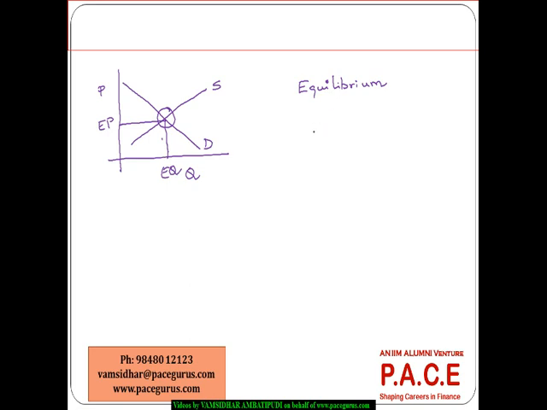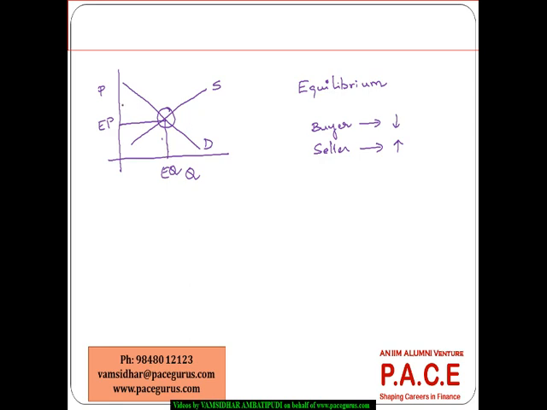And in general, buyers try to buy more and more as the price decreases, and sellers try to sell more and more as the price increases. Only when the quantity that the sellers are willing to sell matches the quantity the buyers are willing to buy do we call the market to be in equilibrium.